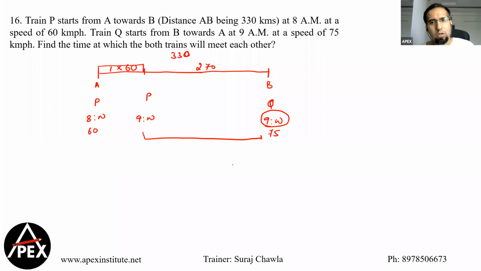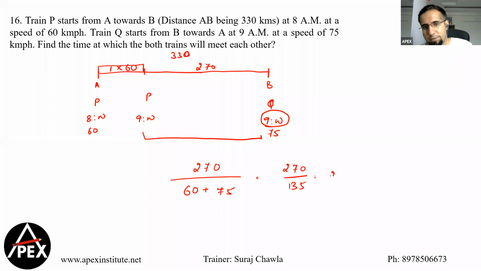Great. Now, if at 9 o'clock they are separated by 270 kilometers, right? So this is the distance separating them at the same time of the start. Two bodies are moving in opposite direction. So relative speed becomes the sum of their speeds, and therefore they are going to meet 2 hours after the start.